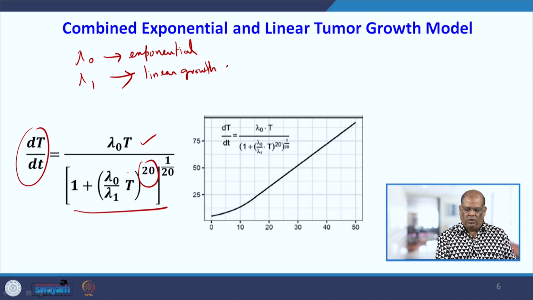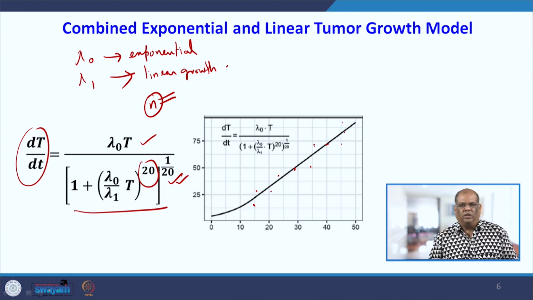Now the question is how this 20 suddenly popped up in this particular function. Well, it didn't start with 20, it can start with some n, but then scientists have taken various values of n and ultimately zeroed it down to 20, because they saw that the graph they were getting matches a particular kind of data, and 20 gives a very good match for those kinds of data. That is why this particular function has been discovered, and it proved to be quite a good fit for some kinds of tumor growth.